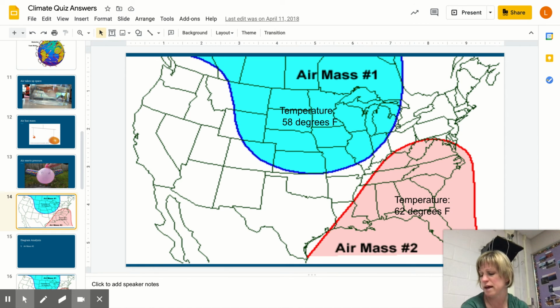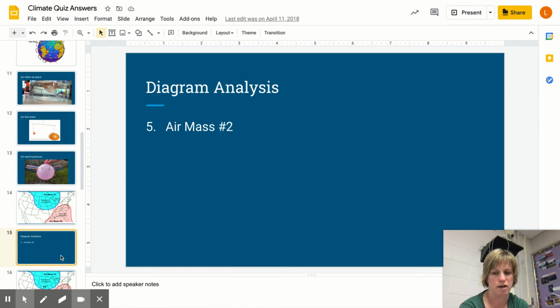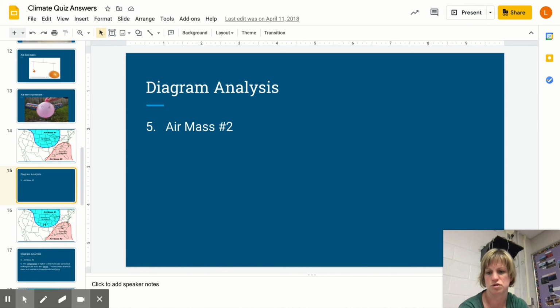Now, you might be like, well, how did I know that? Well, that's slightly warmer air. So warm air rises higher, so the pressure on the surface is actually lower, okay? Now, how did I know? So here's what you should have. You should have air mass 2 has the lower air pressure.